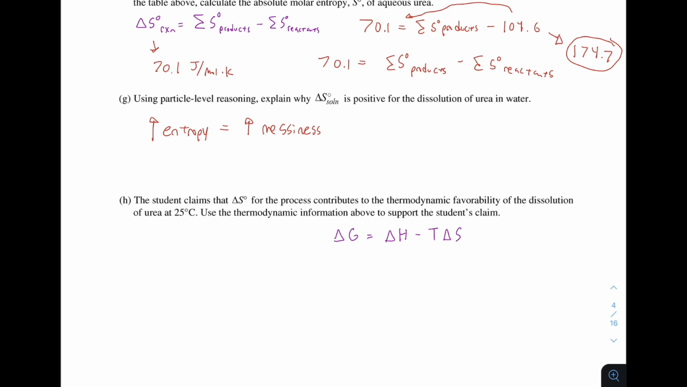So the reason that the entropy is positive for the dissolution of urea in water is because urea in water is going to be much less organized. And when urea is in a solid form, it's going to be all packed nice and tight. But when it's in water, it can be all over the place. So that's why the entropy is higher over here. So the entropy is increasing and is thus positive for the dissolution of urea in water simply because it's more messy. There's a greater number of combinations of urea molecules in water, which corresponds to the positive entropy.